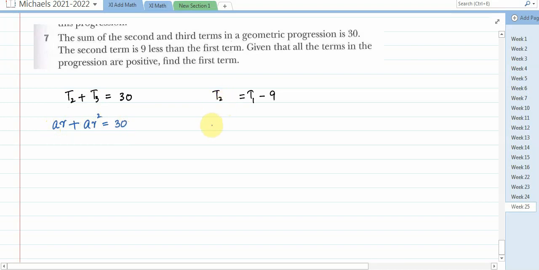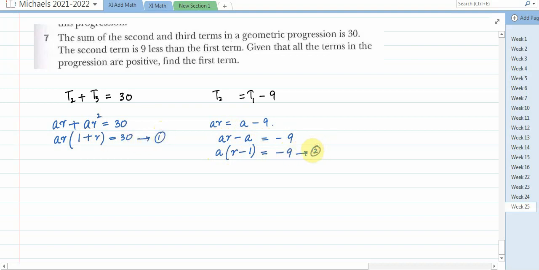Second term is ar, first term is a, minus 9. I can take common here. Common part is ar, and it's 1 plus r equals 30. And here, I can do ar minus a equals minus 9. Taking common a, a(r minus 1) equals minus 9. Alright, we got two equations: that is your first equation and this is your second equation.